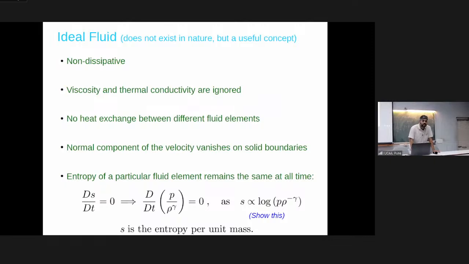In this, ds upon dt is 0. Sir, we know entropy is the parameter of disorder. Then why, in the motion of a fluid, the particles are always changing with respect to time, but ds upon dt is 0? No, it's the entropy of a specific fluid element. Yeah, you could say that the disorder of that fluid element is not changing.